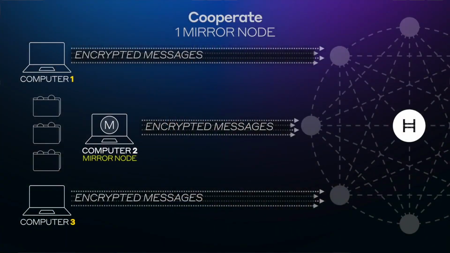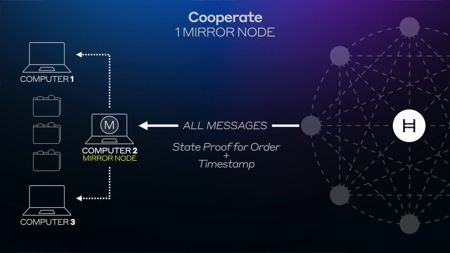Well, as I said, you could do it this way. There's one mirror node. Everybody sends their encrypted messages to Hedera, and the mirror node gets back the answers and then passes it on to everybody. All the processing happens in the AppNet. Hedera never has to do the processing, doesn't have to decrypt any of the messages. Everything happens in the AppNet. That's what I just showed you.